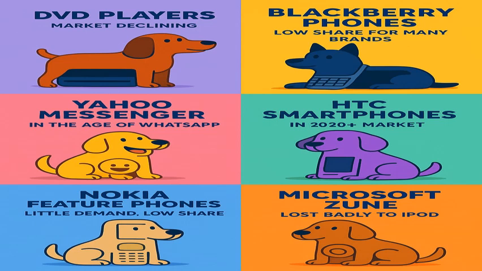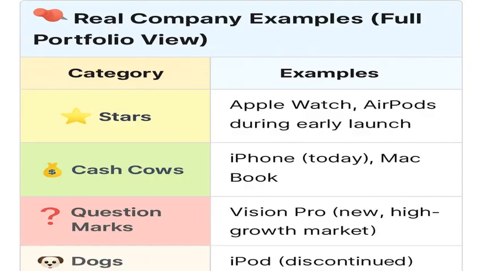So these are all examples of dogs: DVD players, Yahoo Messenger, Nokia feature phones, BlackBerry phones, HP smartphones, and Microsoft phones. All are examples of dogs. So all these products are categorized as dogs.